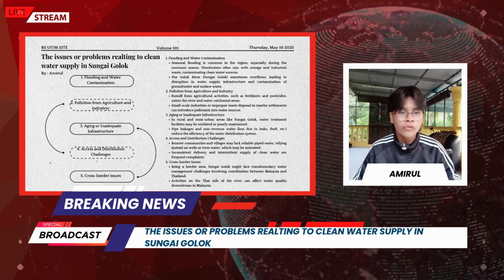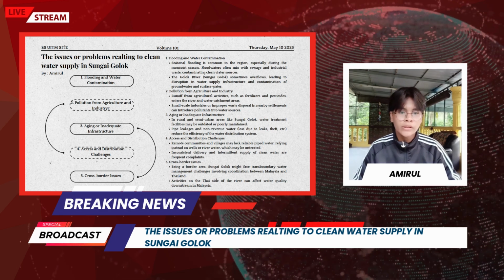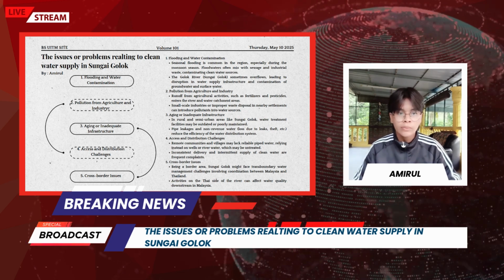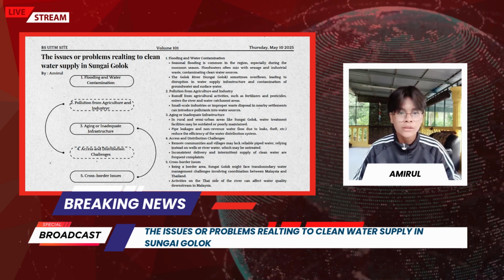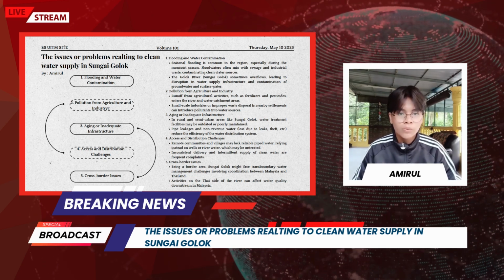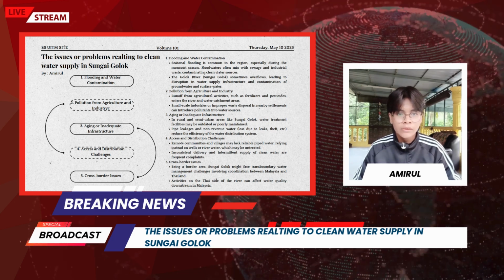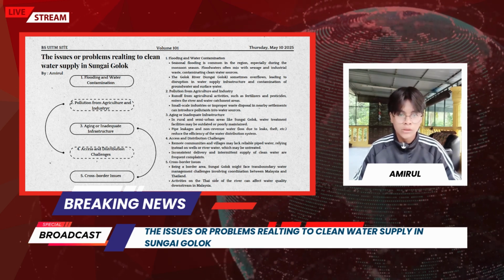Second, pollution from agriculture and industry. Runoff from agricultural activities such as fertilizer and pesticides enters the river and water catchment areas. Small-scale industry or improper waste disposal in nearby settlements can introduce pollutants into the water source.